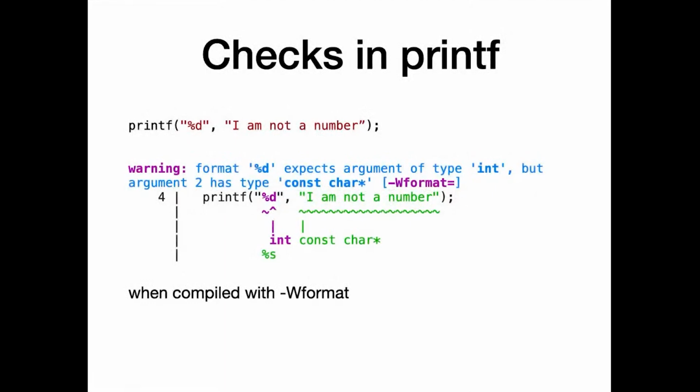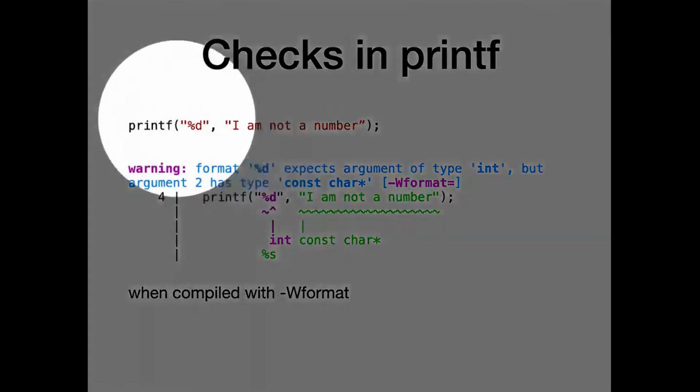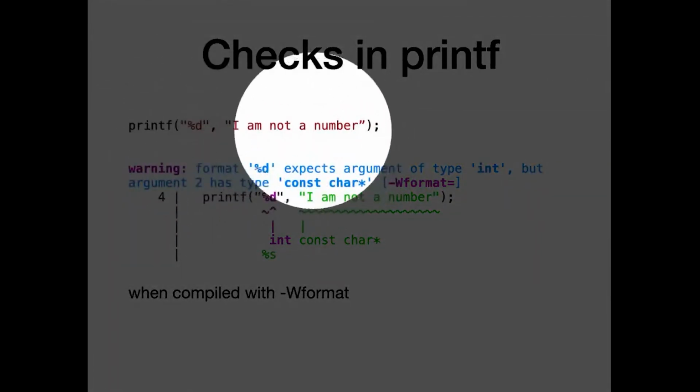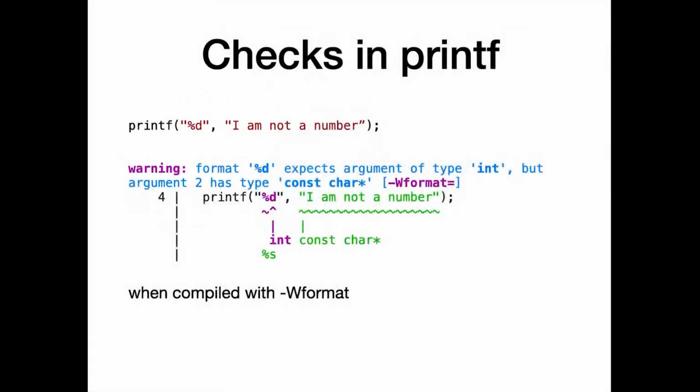As you might know, format string checks are even available in printf. If you look at this simple but invalid example, when you try to take a string and format it as an integer, the compiler might give you a nice warning. This one, I remember, is from Clang or GCC, but it's very nicely formatted, very specific. It says you tried to pass const char* and used %d, you should use %s. This is awesome. The only drawback is that it's opt-in. You have to pass -Wformat to get this.